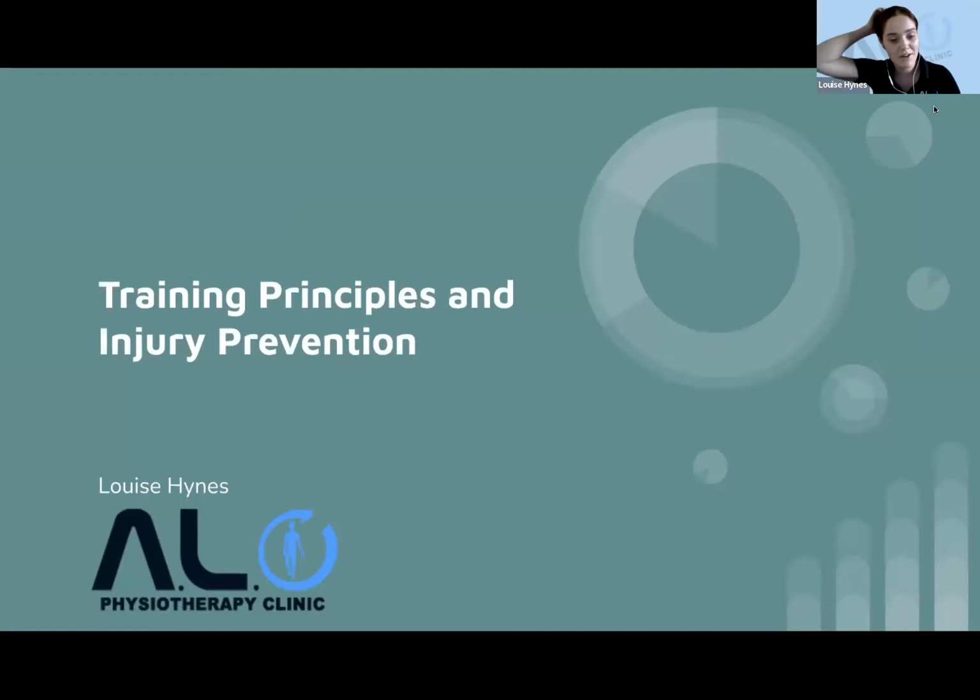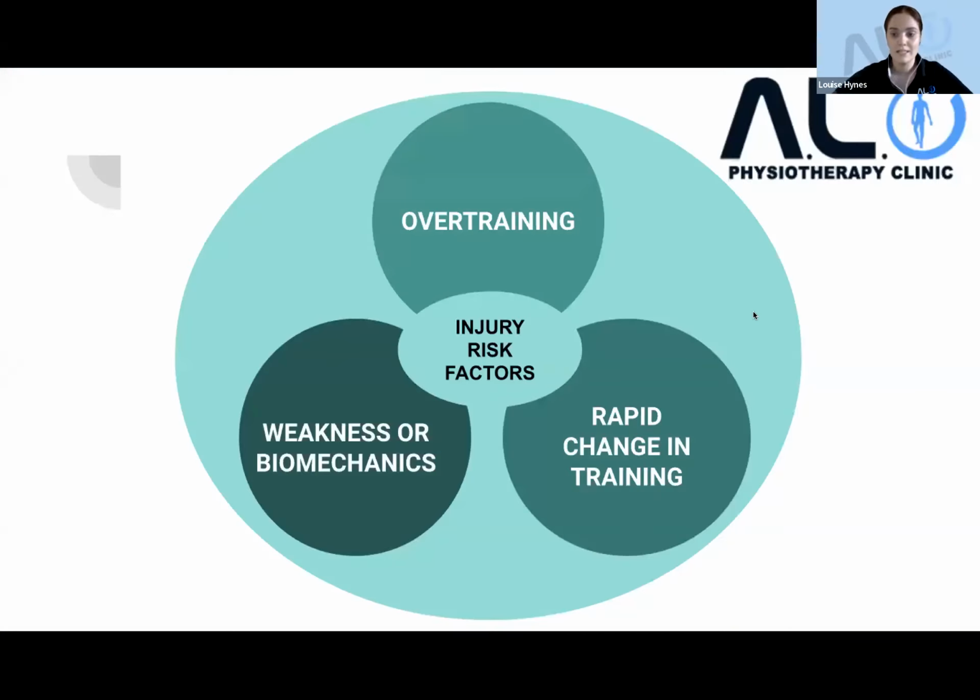So Rory's talked to you about specific risk factors for certain injuries. What I'm going to go through is some modifiable factors that we can actually control and reduce your risk of injury. So I've broken that down into three main topics: overtraining, rapid change in your training program, and any weaknesses or abnormal biomechanics.